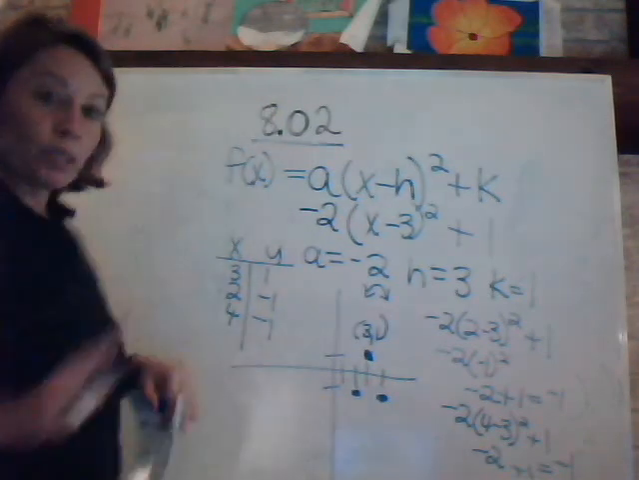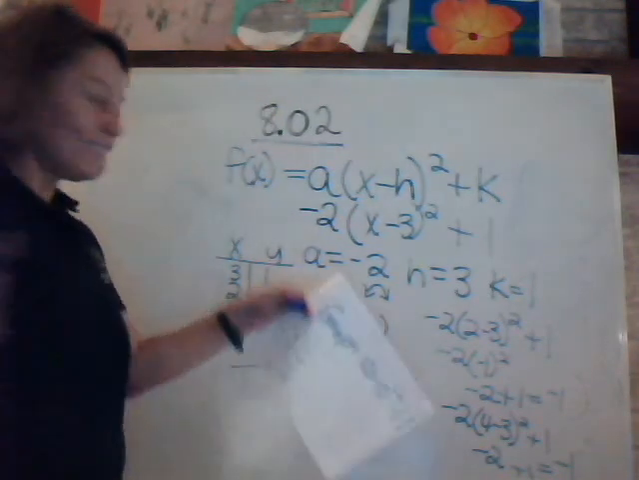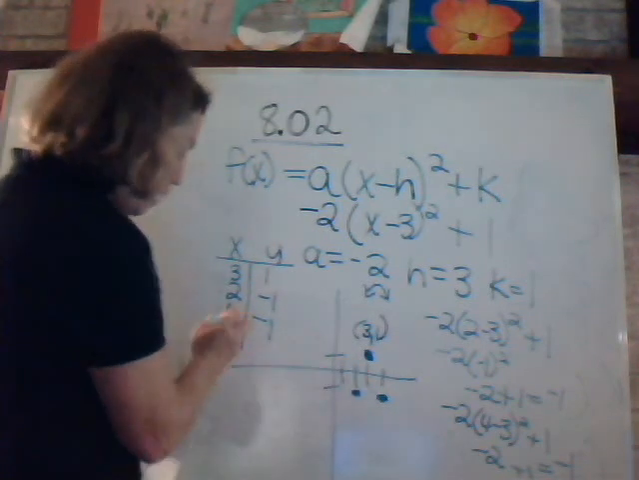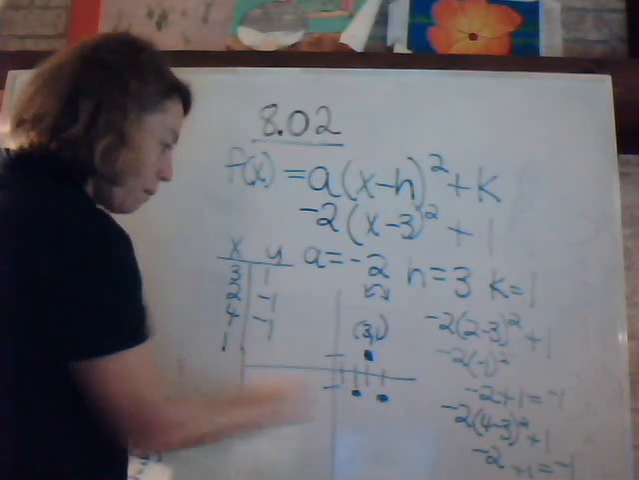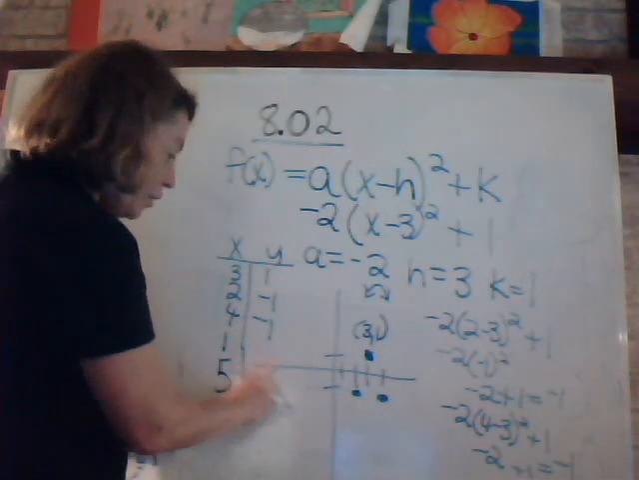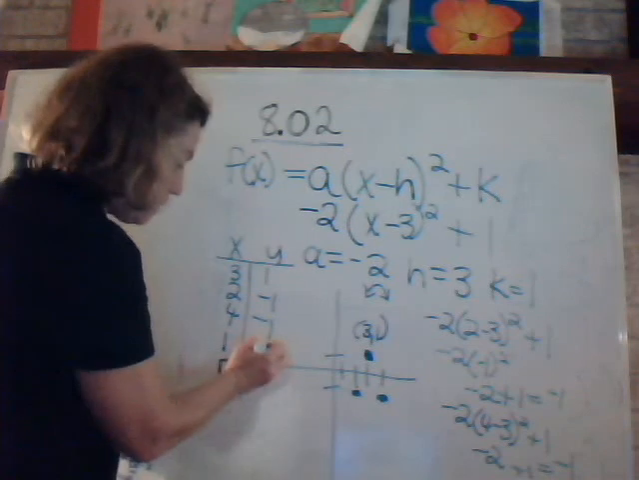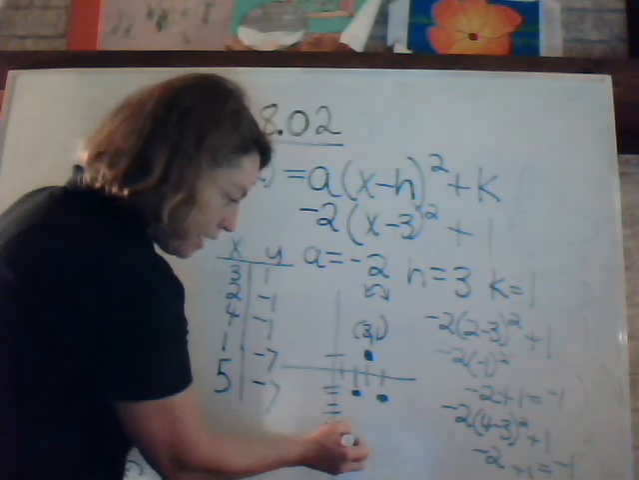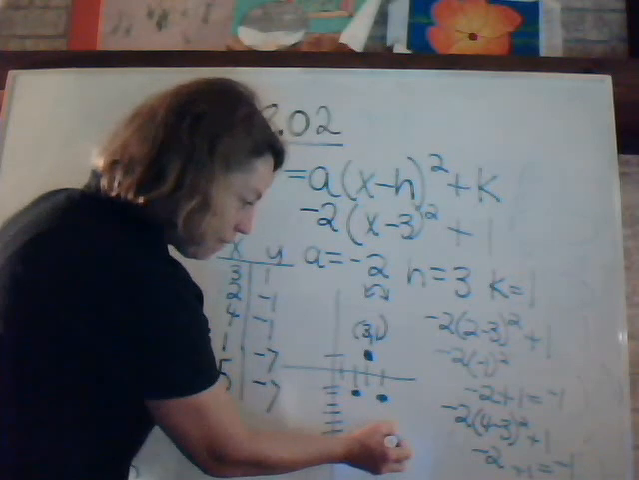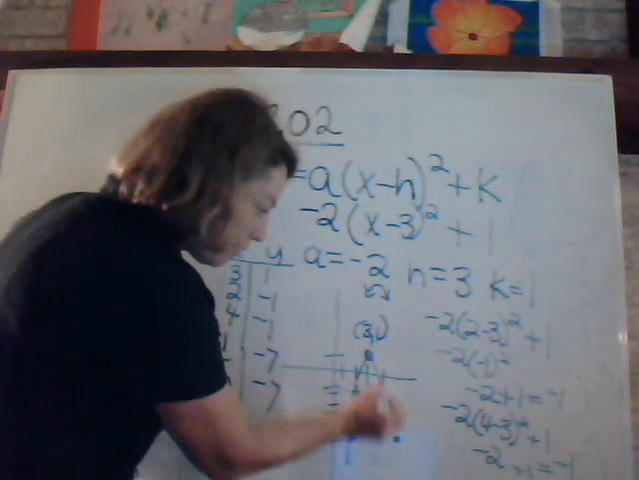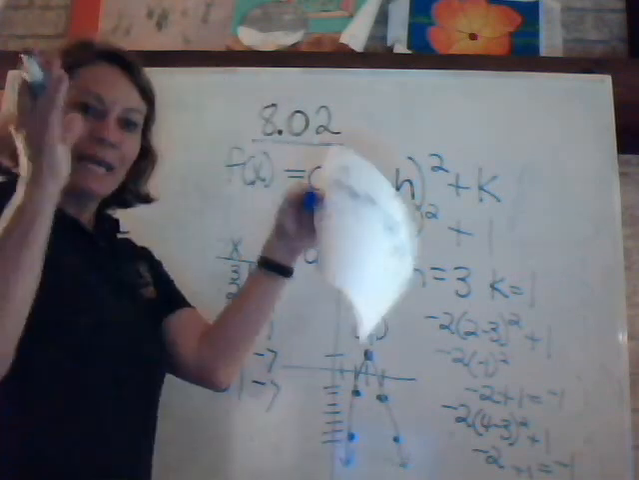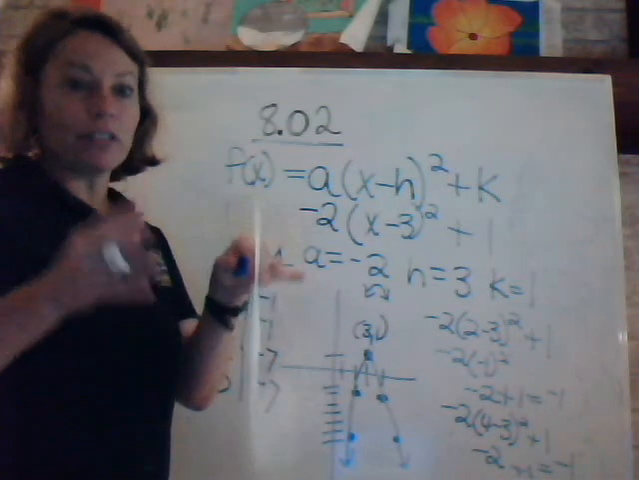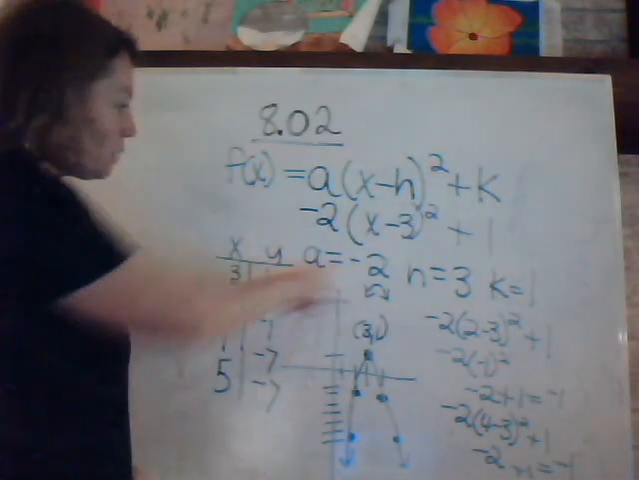You're going to do the same thing one more time because you've got to see how wide that graph is. So I'm going to plot one more point to the left and one more point to the right. So you're going to plug in a 1 and you're going to plug in a 5. And I'm going to let you guys do that. The outputs end up being negative 7 and negative 7. So you come down here, 3, 4, 5, 6, 7. And notice the graph is pretty skinny. When the absolute value of a is greater than 1, it makes it skinnier. And if the absolute value of a is less than 1, it gets wider. So this is a pretty skinny graph.